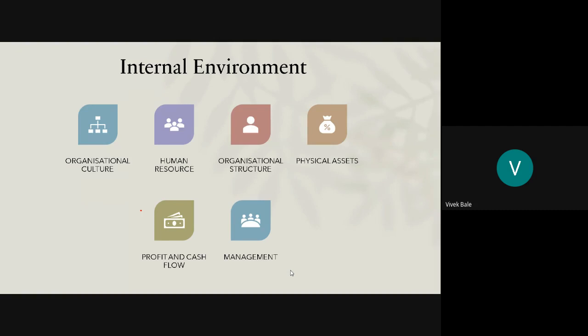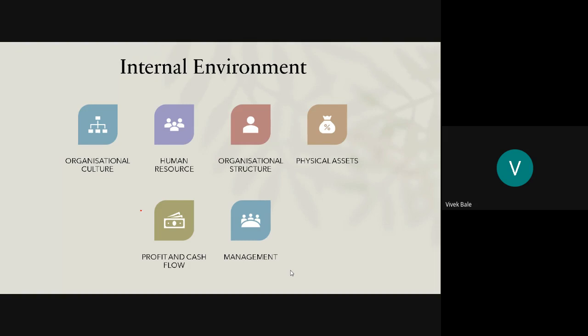And third is management. Management is the most important internal environmental part, because managers are the persons who actually implement whatever strategies are framed at the top level. Sometimes the management philosophy is that they don't want a change in the organization. In that case, if the management does not accept the changes happening in the organization, your strategic management or your strategy implementation could not be successfully possible.